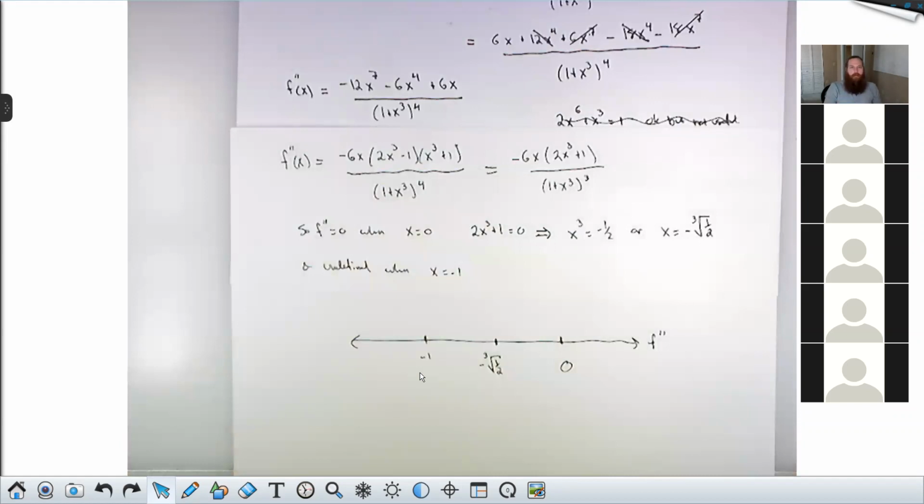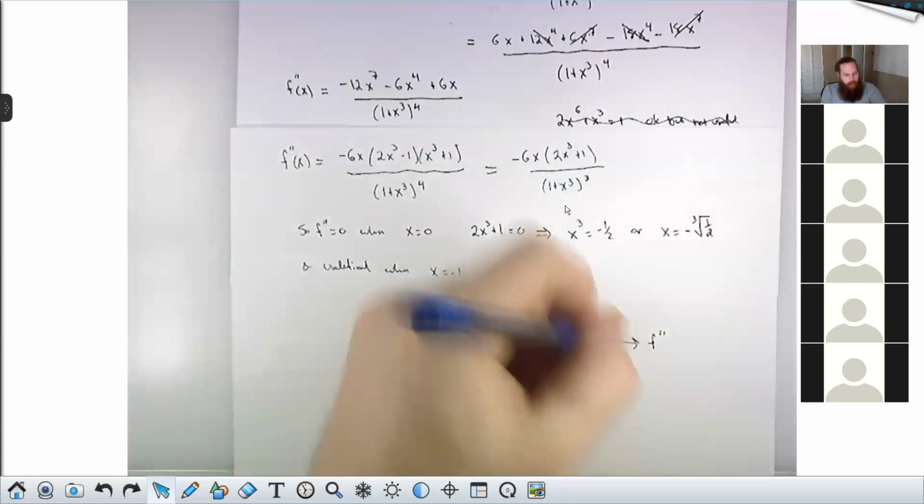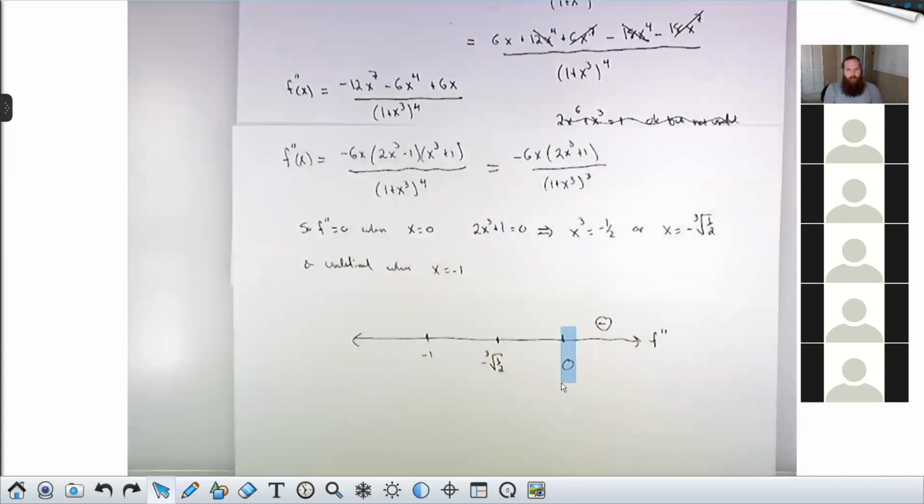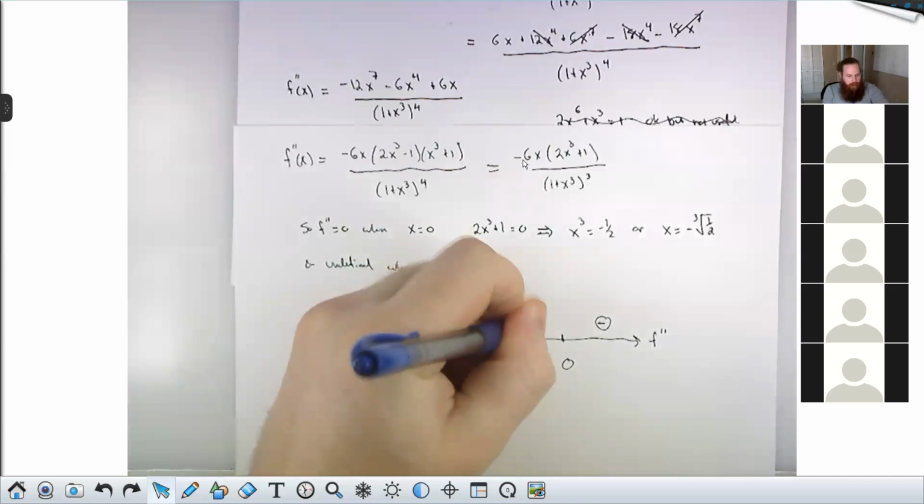And we can grab some test points. If we grab something to the right of 0 over here, like 1, then this piece will be -6, this piece would be 3, and this piece would be 8. So we get -18 over 8, which is definitely negative. As I jump over the 0 that came from this multiplicity 1 factor, I will change sign. As I jump over him, this will be a plus then.